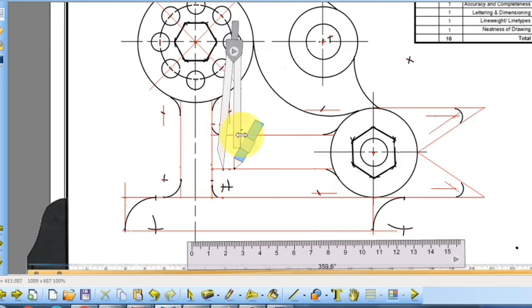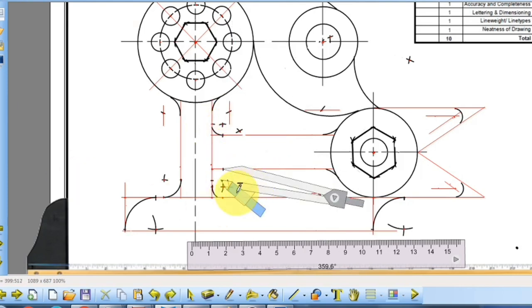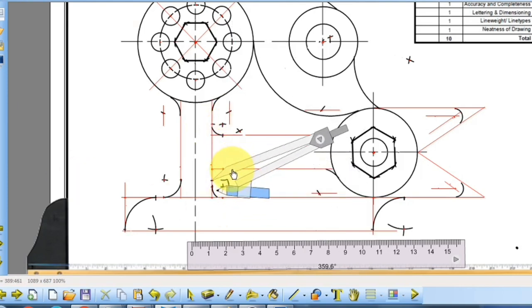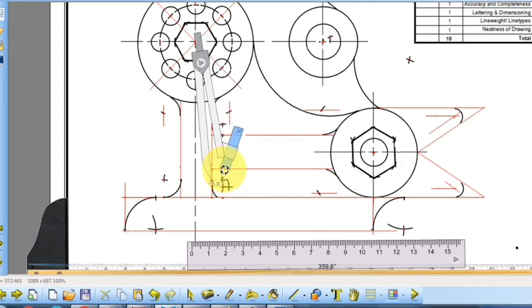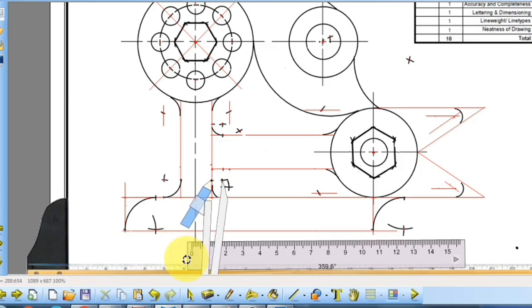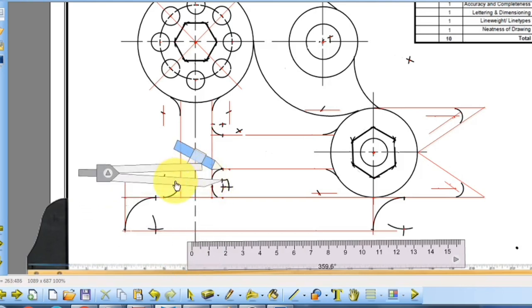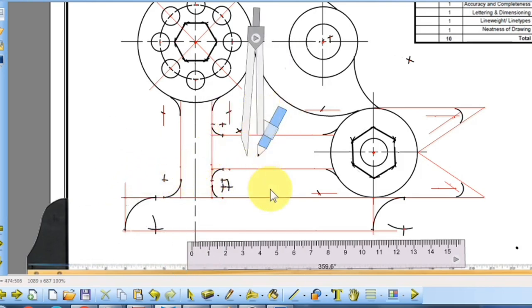And then we have to draw an arc, and then another arc here. And then now we have the center, touching these two lines, perpendicular lines. Okay, finish. Now we have to clean our drawing.